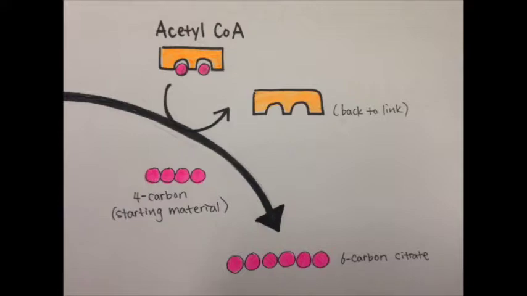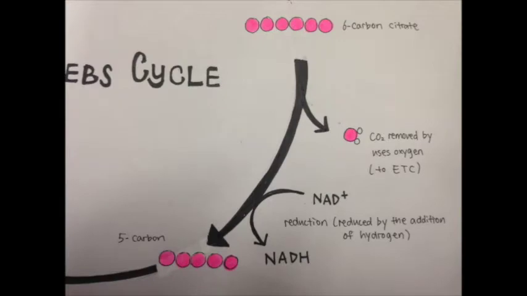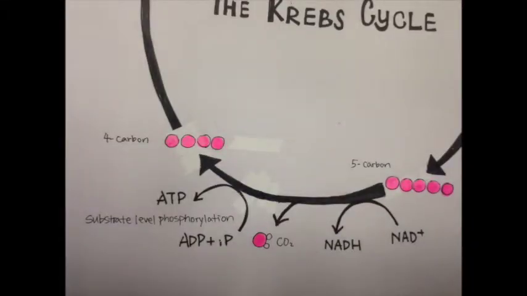A 4-carbon molecule is the starting material, and a 6-carbon molecule called citrate is made. Carbon dioxide is then released from the 6-carbon molecule, forming a 5-carbon compound. In this step, hydrogen is removed and transferred to the NAD+ to form NADH. Next, a second oxidation and decarboxylation occurs. Again, NADH and carbon dioxide are produced. In addition, a molecule of ATP is produced as well.